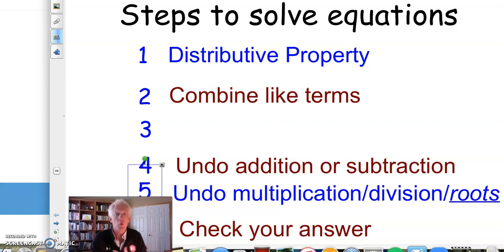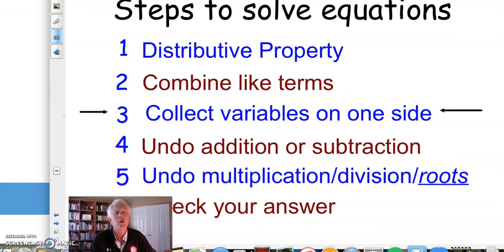As we delve into solving multi-step equations, here are our steps, and we're missing step 3. We've talked about the distributive property. We've talked about combining like terms. We have undone addition and subtraction, and we have undone multiplication and division. But what is step 3, the missing link? And that's what we're talking about today.